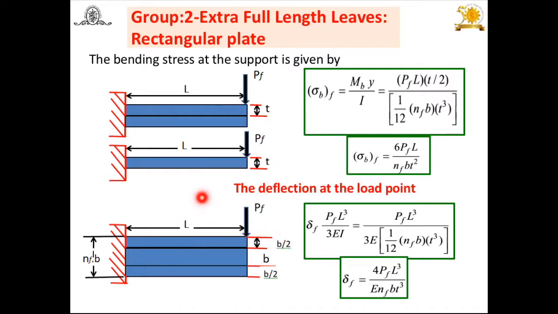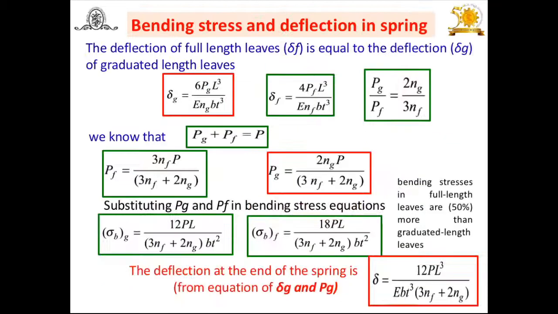So what we have done to make the analysis is to divide into 2 groups. One is the main leaf or master leaf and graduated leaves, and the second is the extra full length leaves. For the master leaf and graduated leaves it's a triangular plate, and for the extra full length leaves it's a rectangular plate. Based on that we have determined the deflections of the plates, or leaves we can say.